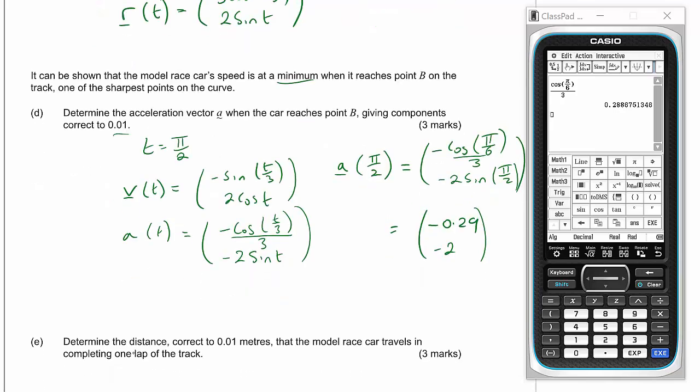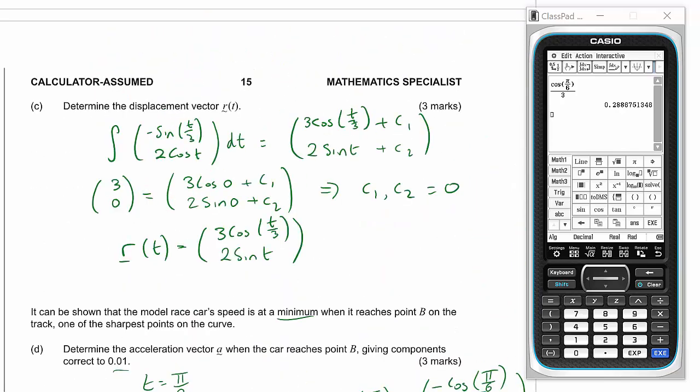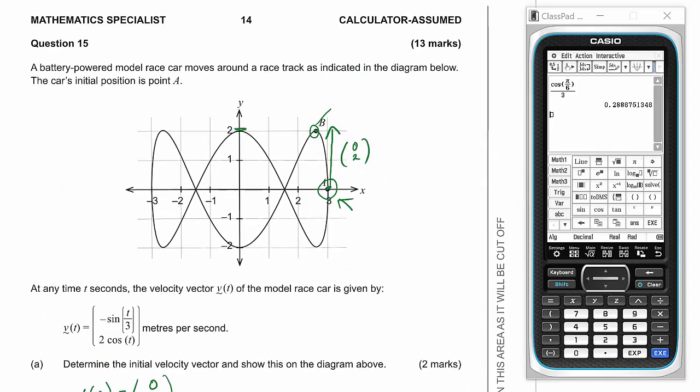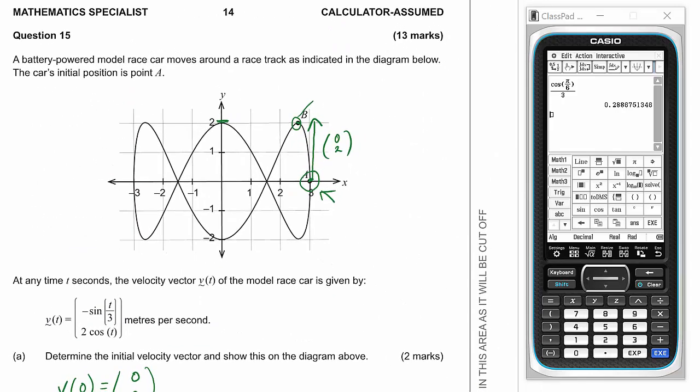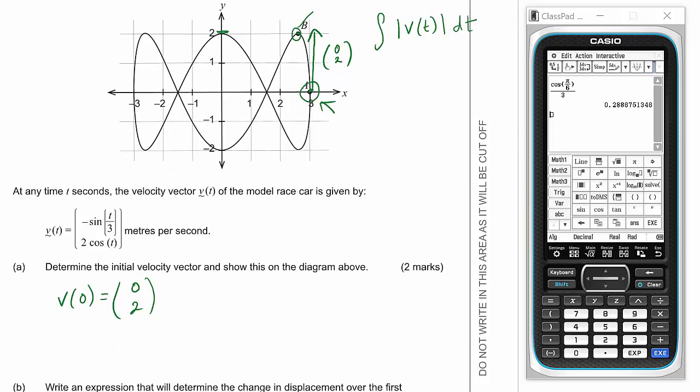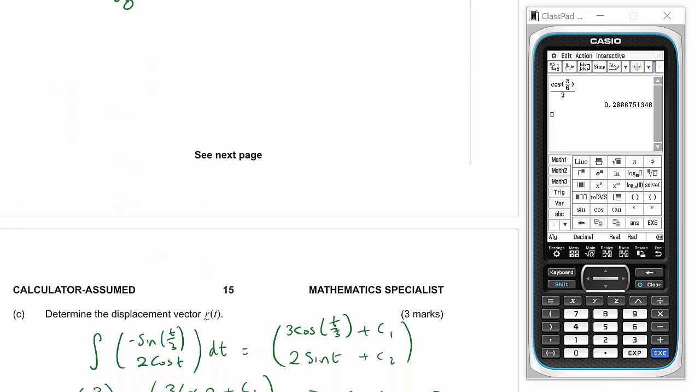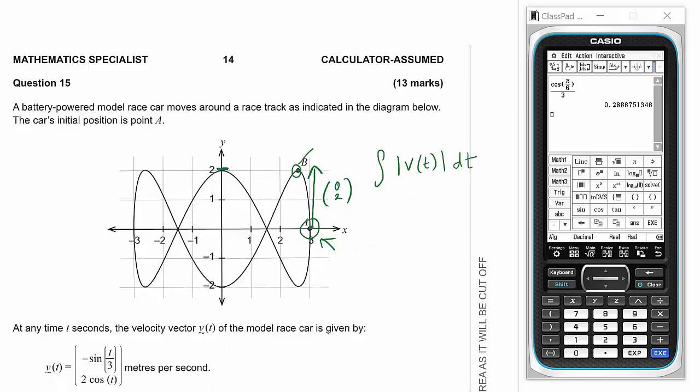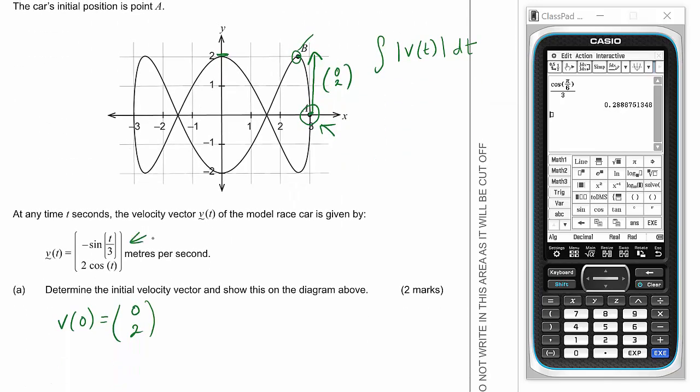So finally, we want to determine the distance correct to 2 decimal places that the model race car travels in completing 1 lap of the track. Now I'm actually going to work it out up the top here where we can actually see the diagram. So we know it's going to be an integral, and if it's distance, it's the modulus of v of t dt. Now think about our velocity vector, that's given to us here at the beginning.